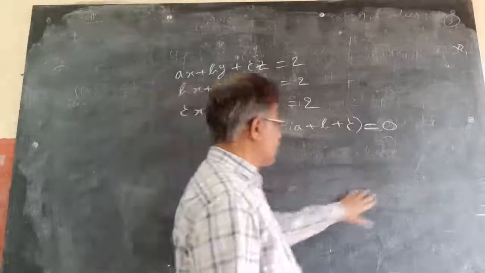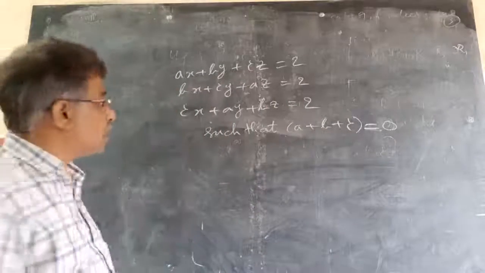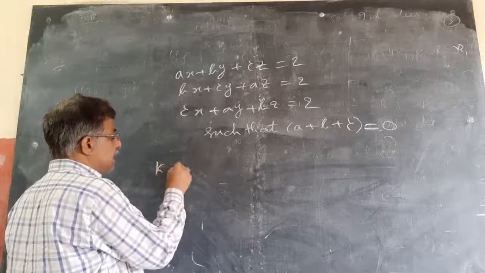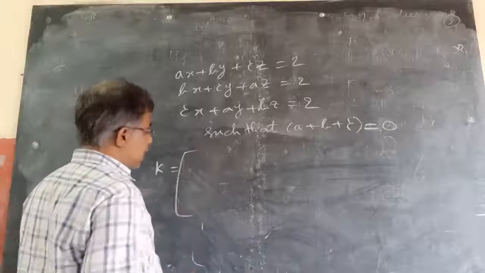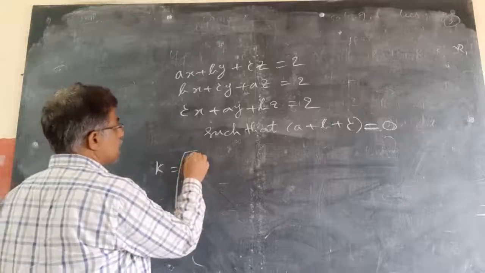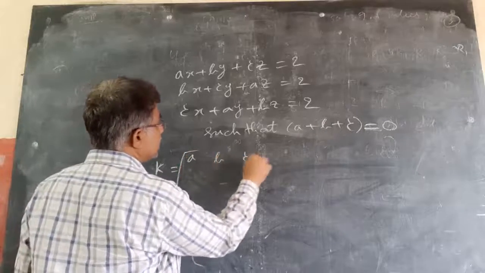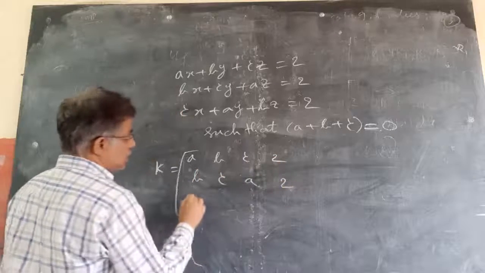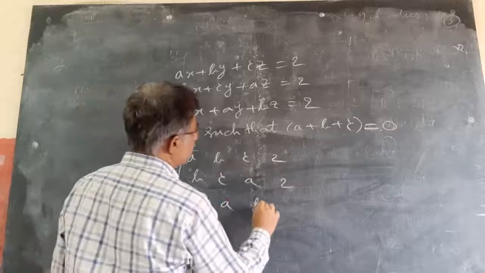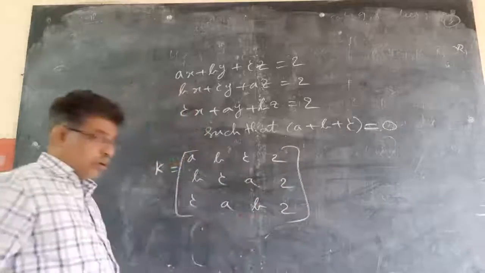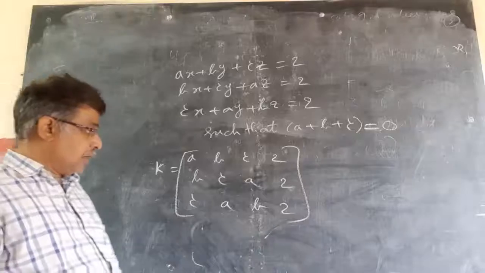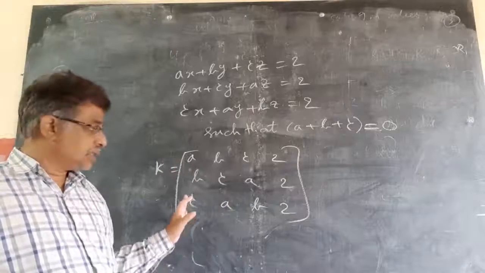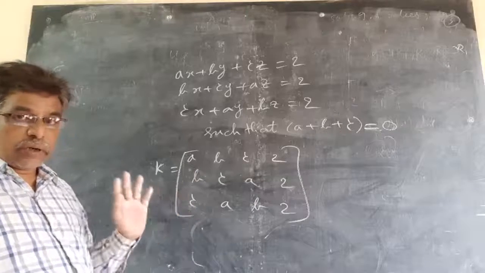So how to do it? The same procedure will be followed as the previous one. We'll go for the augmented matrix, K or A|B, your own way of representing, but taking coefficients and constants also: a, b, c, 2; b, c, a, 2; c, a, b, 2. Now what I do is make all the elements below the principal diagonal 0, so that you can follow.